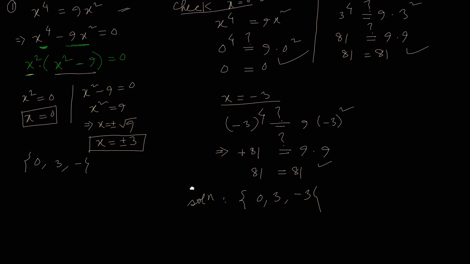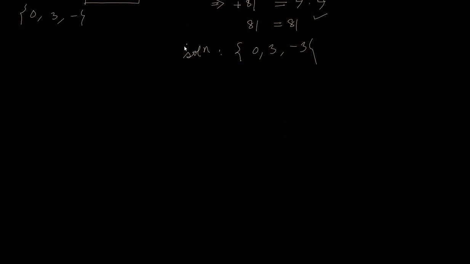Now let's try to solve another problem. Again, I'm going to try to solve it by factoring. So I have x cube minus 2x square equals negative x plus 2. Okay, so again, as I'm going to use factoring, I'm going to make sure that I bring everything to one side. So what I have is x cube minus 2x square plus x minus 2 equals 0.